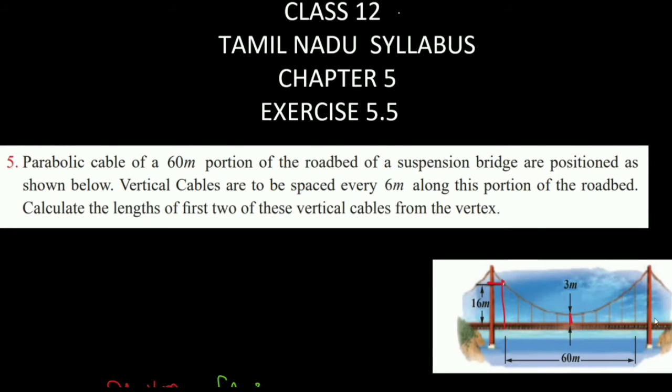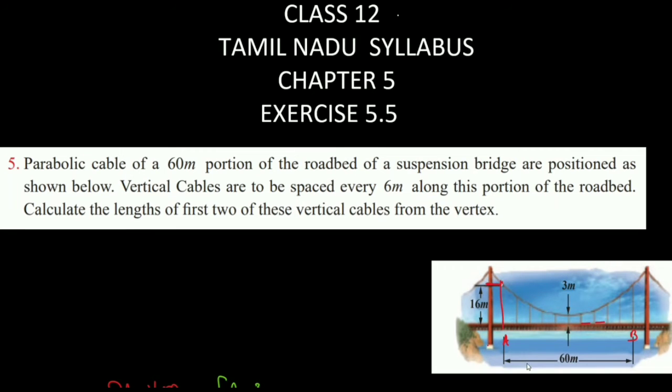So this is the picture given. This is the road bed. You have a road here. AB is the road bed. Now from the vertex we are moving 6 meters and we are keeping one cable. What is the height of the cable? Then from this cable moving 6 meters, what is the height of this cable? That is the question. Find the length of the first two cables. There are 5 cables here. They ask you to find the height of the first two cables.